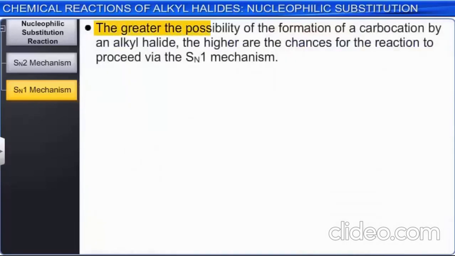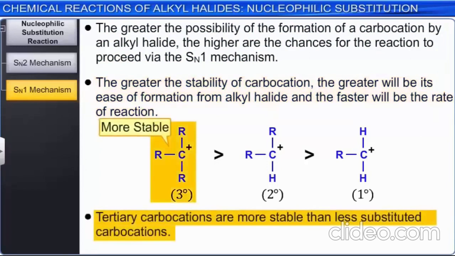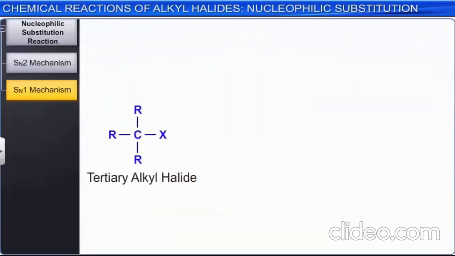The greater the possibility of the formation of a carbocation by an alkyl halide, the higher are the chances for the reaction to proceed via the SN1 mechanism. Further, the greater the stability of the carbocation, the greater will be its ease of formation from the alkyl halide, and the faster will be the rate of reaction. Thus, due to the greater stability of tertiary carbocations, tertiary alkyl halides readily undergo SN1 reactions.